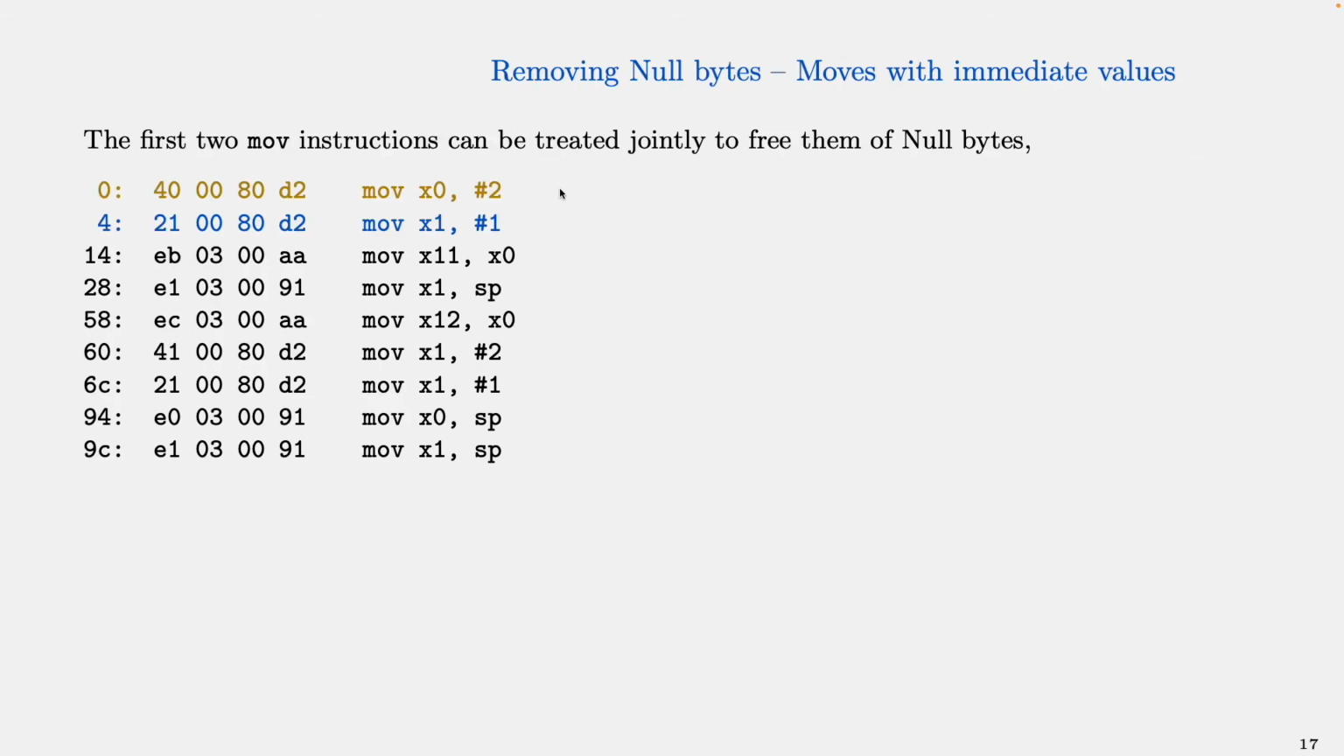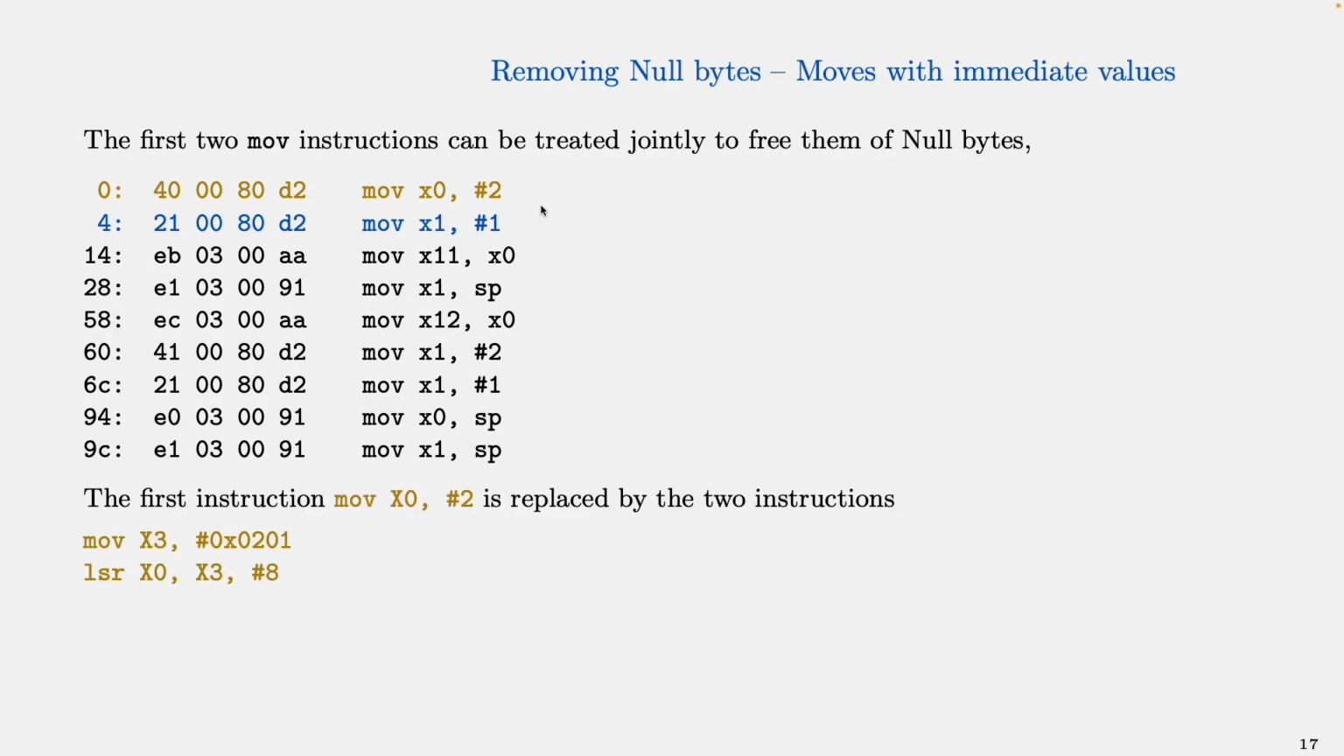So here we have the objdump output again, and the first 2 occurrences of null bytes happen to be the first two instructions in our assembly code, and we can treat them together. What we do is we replace the first move instruction, mov x0, 2, by two instructions that do not contain null bytes. First, we move the value hex 0201 into x3, and then we right shift x3 by 8 bits and store the value in x0. That way we shift out the lower order byte 01 and end up with value 2 in x0.